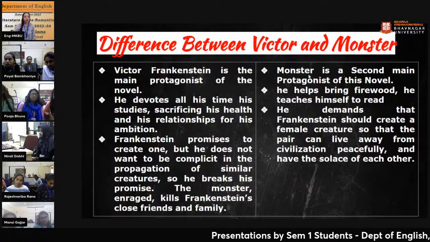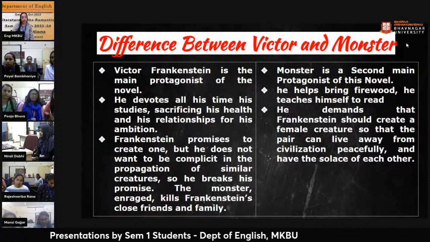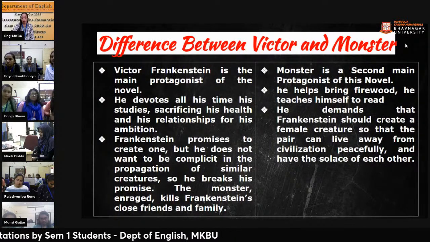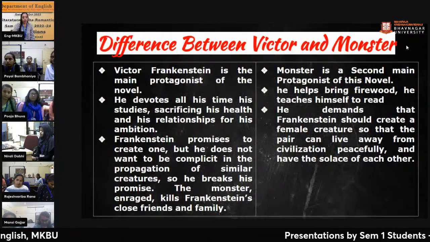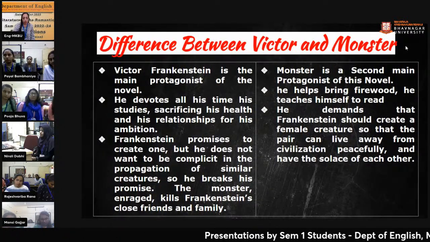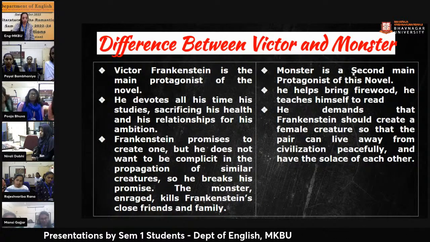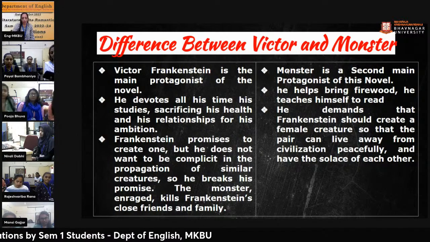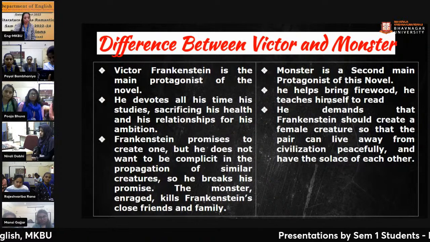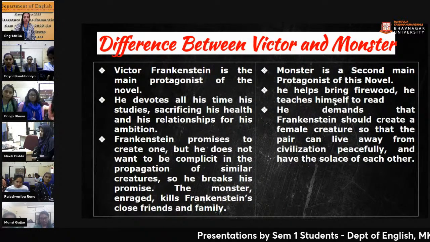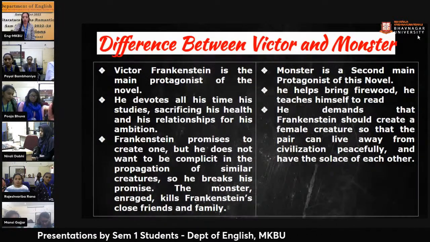This is the difference between Victor and the monster. We all know that God made us, but in this novel, Victor creates the creature, and the creature is made by a human. So this is the main difference of this novel. Victor Frankenstein is the main protagonist of this novel. The monster is the second main protagonist of this novel.